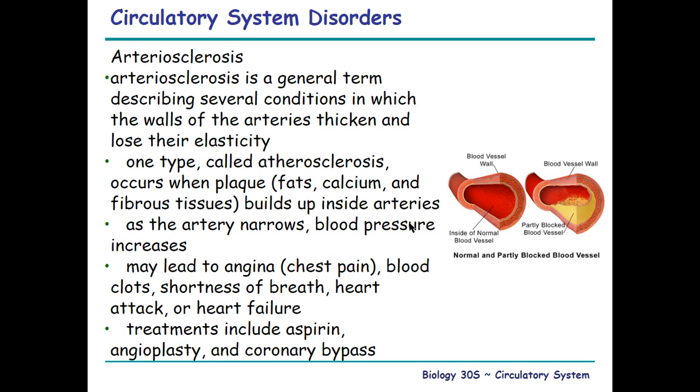Okay, so now on to circulatory system disorders. Arterial sclerosis. In general terms, that describes several conditions in which the walls of the arteries thicken and lose their elasticity. One type, called atherosclerosis, occurs when plaque, okay, that's fat, calcium, and fibrous tissues, build up in the arteries.